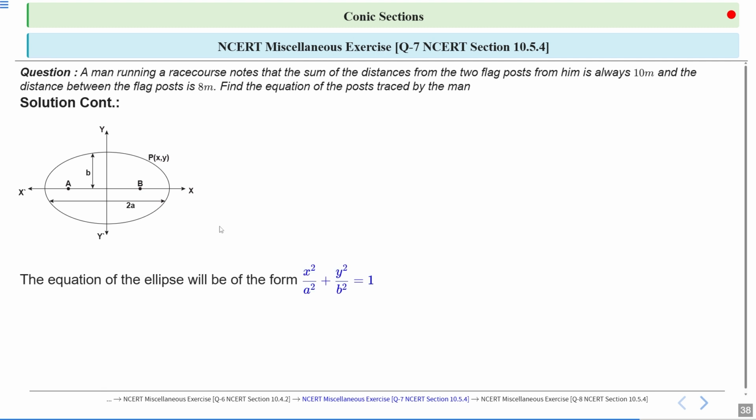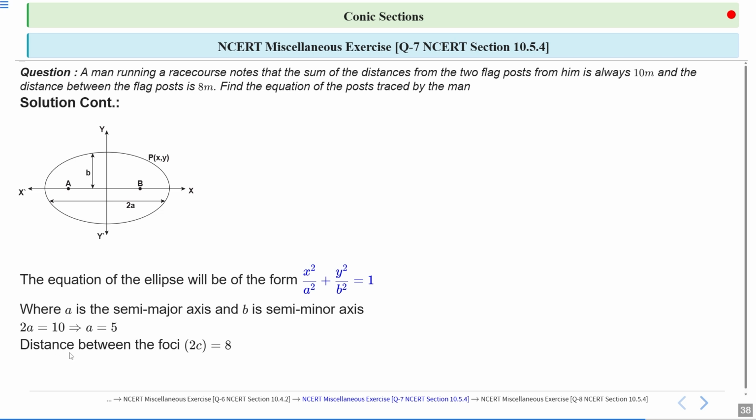So the equation of the ellipse will be of the form x square upon a square plus y square upon b square is equal to 1, where a is the semi-major axis and b is the semi-minor axis. So 2a is equal to 10, it implies a is equal to 5. And the distance between the foci is basically 2c, and we are given that the distance between the two foci is 8. So 2c is equal to 8, so it implies c is equal to 4.